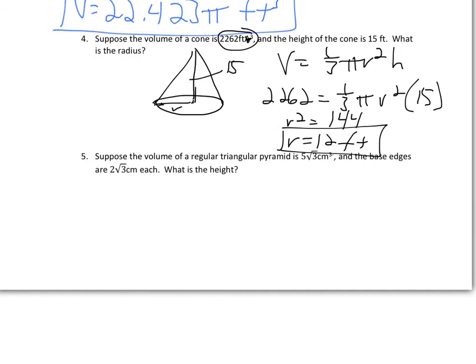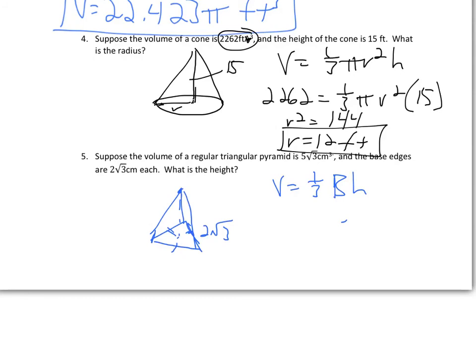We've got a regular triangular pyramid, so we've got an equilateral triangle down here that creates a pyramid, kind of like that. Remember, all the base edges are the same. So the base edges are 2√3, and the volume of the whole thing is 5√3. So we need to find the height. Remember that the formula for this is 1/3 base times height. We have the volume, and we need to find the area of the base with our base edge, so then we can find the height.